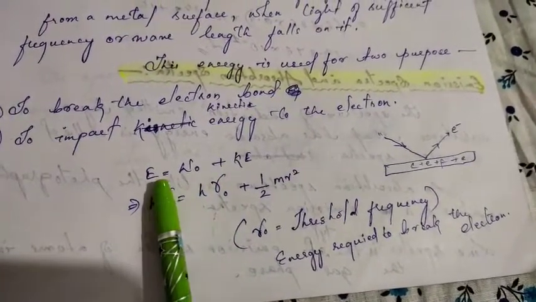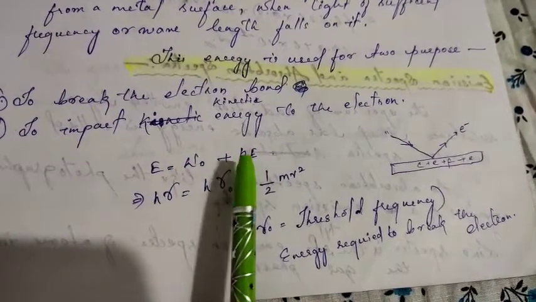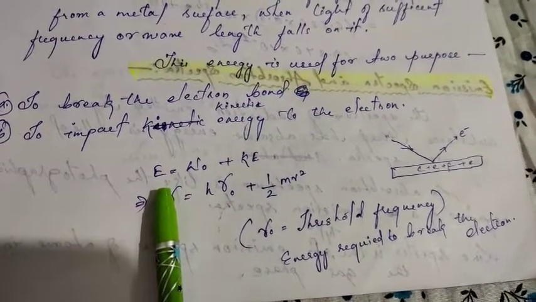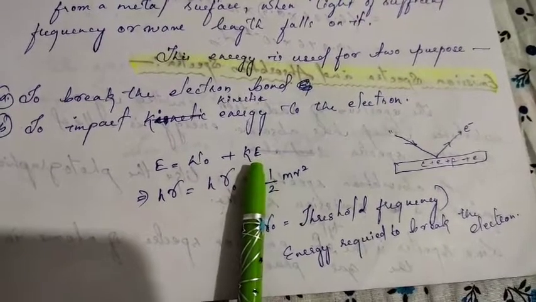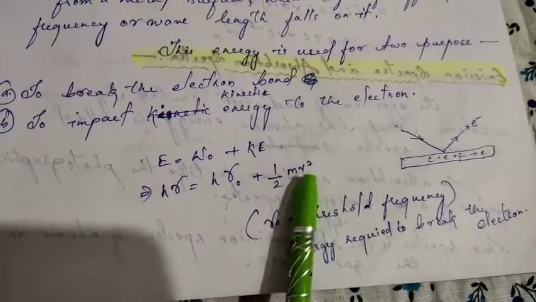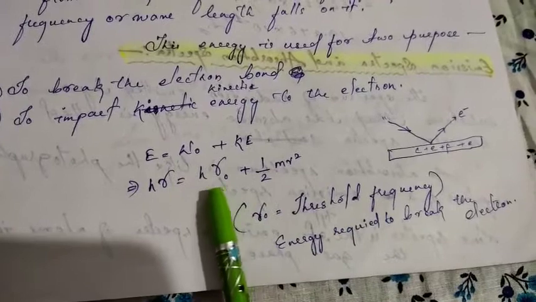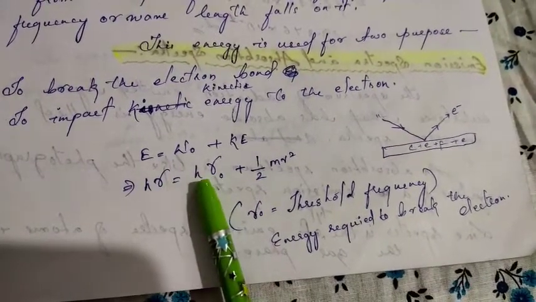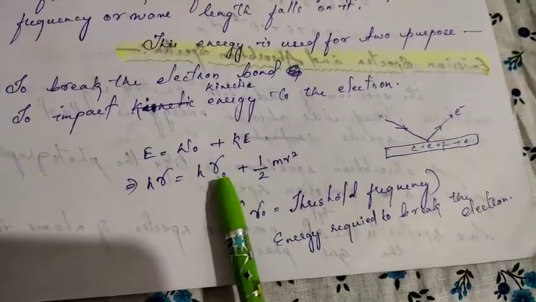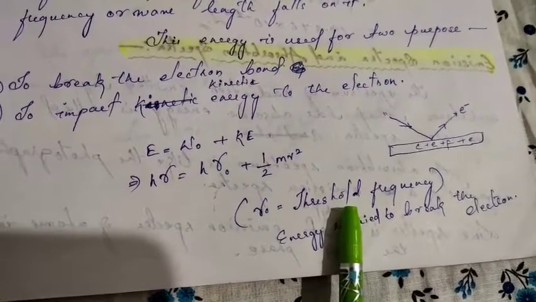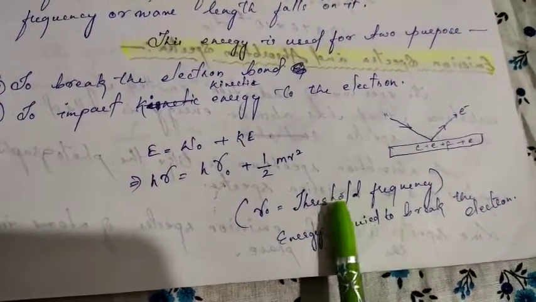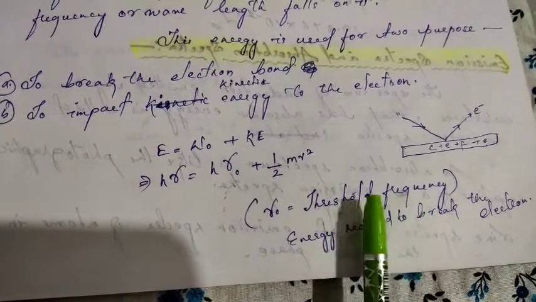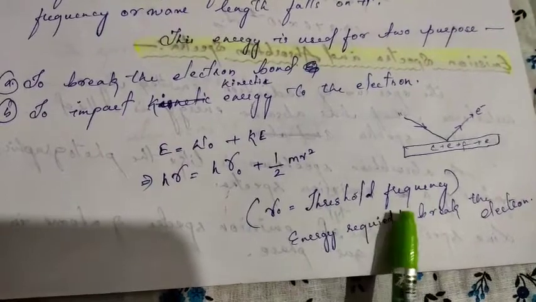When we draw the conclusion in a mathematical expression, we get the equation E equal to h nu naught plus kinetic energy. We already know E is equal to h nu. So h nu equals h nu naught plus half m v square, since kinetic energy is half mass into velocity square. You already know what h and nu are, but you don't know what nu naught is. This nu naught is the minimum frequency required for the electron ejection. It is the threshold frequency, the minimum frequency required to break the electronic bond.